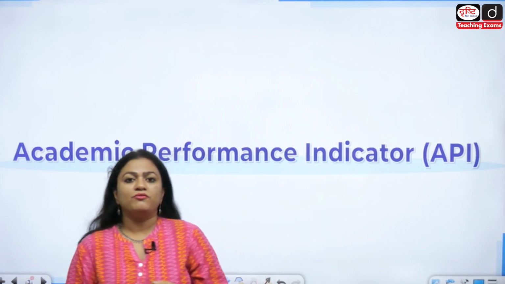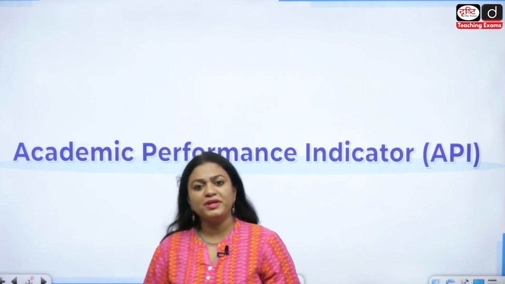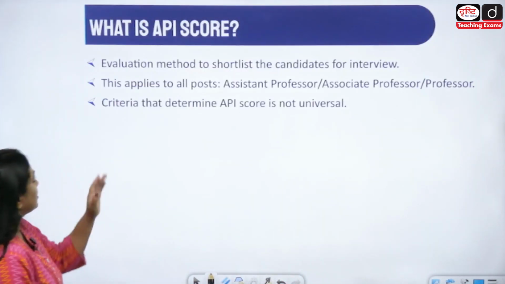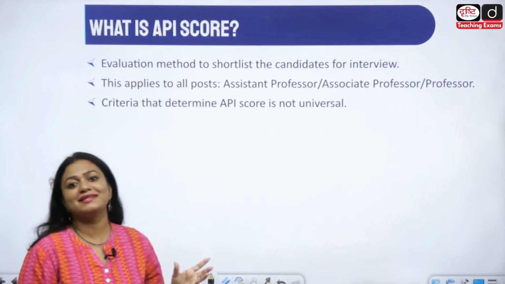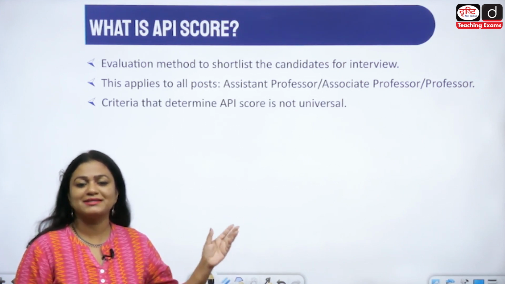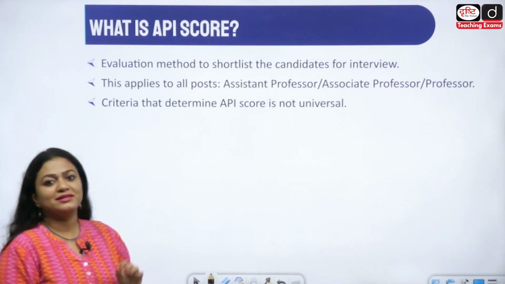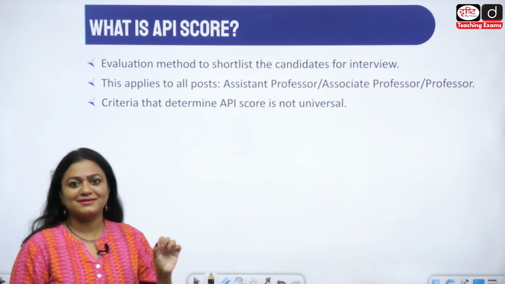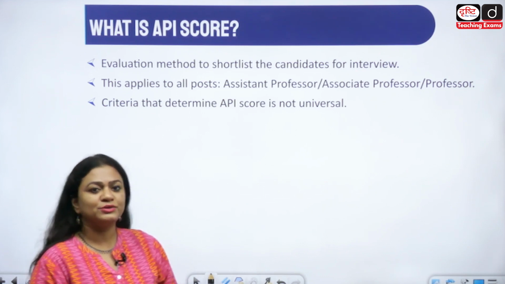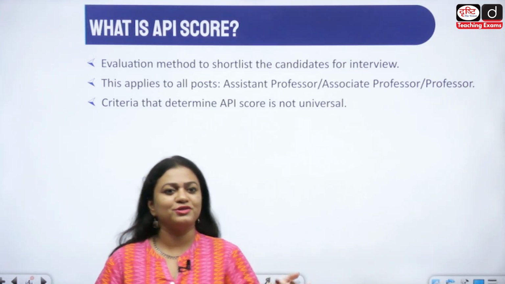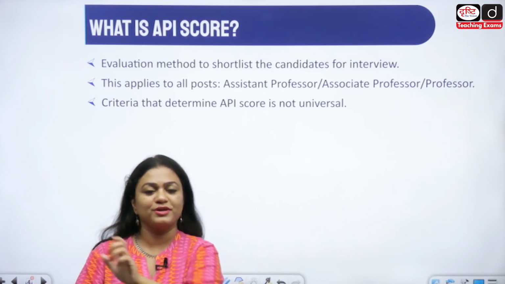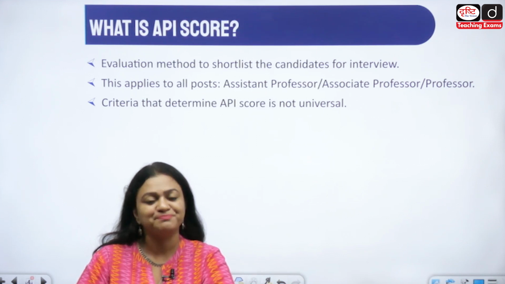Students, now why do we need API? What do you mean by API? These are the basic questions. And the first question is, what is API score, or what do you mean by the academic performance indicator score? The very first and simple answer is, it is an evaluation method. As you know, for every examination you have some evaluation method. Like if you score this much marks, then only you will be passing the examination, right?